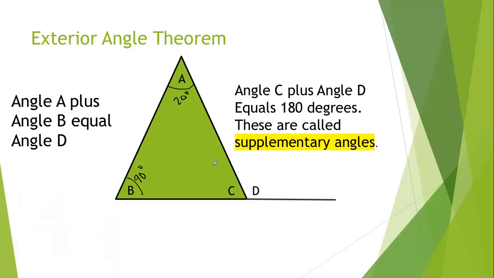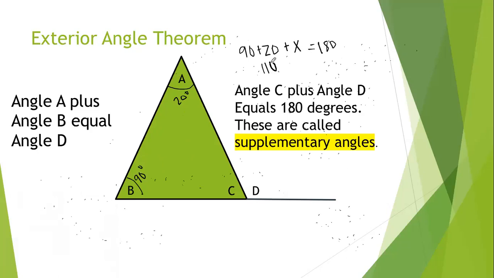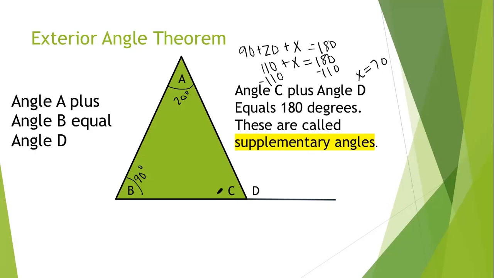Right? So we know that all of these together add up to 180. So you could do 90 plus 20 plus that x equals 180. 90 plus 20 is 110. And if you subtract 110, you know that x equals 70. So then you know that this one's 70. Well, if you know that C and D together make a 180, how would you figure out D? If I know that these two together make 180, and I know that this is 70, how would I figure out this one?